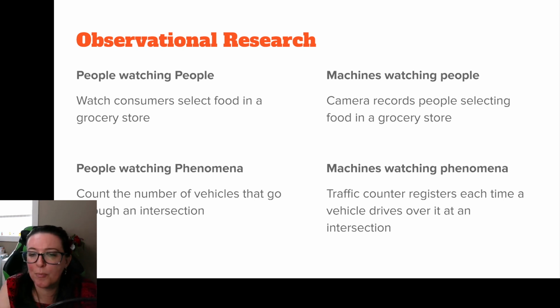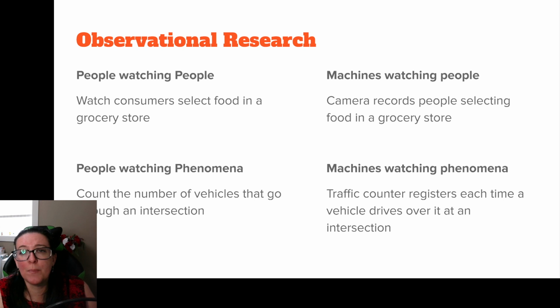So the third type of primary data here is our observational research. And observational research can be broken down into 4 types. That is, we have people watching people. So you're observing someone as they go into a grocery store and they select the food. They can see you watching them, and you're watching people and how people behave. You can also have machines watch people. So we could have a camera recording people as they select things in the grocery store.